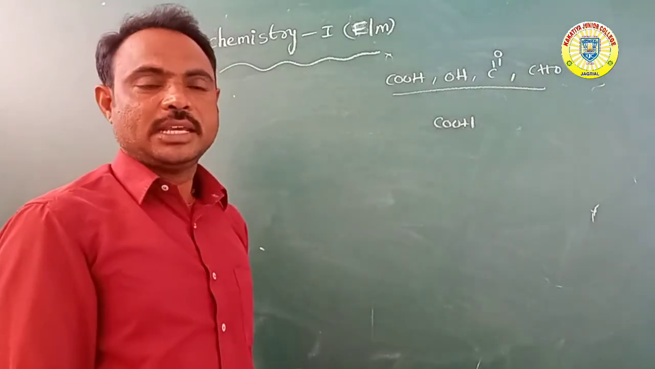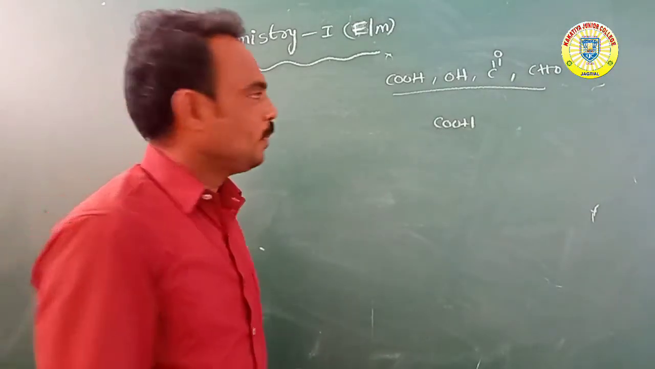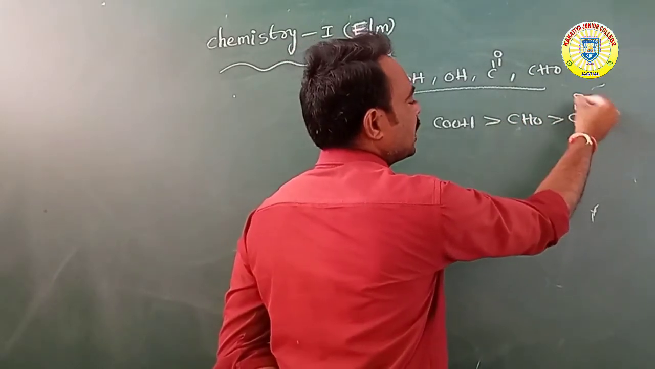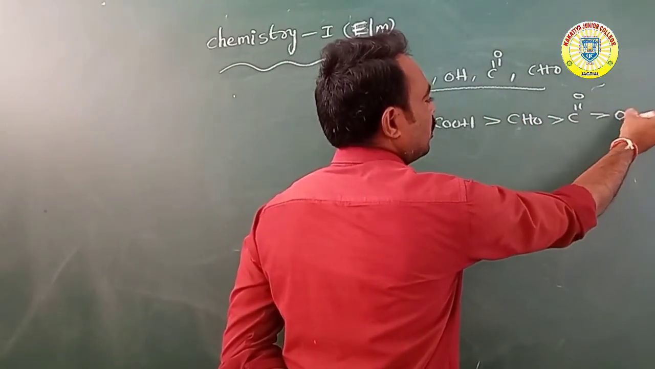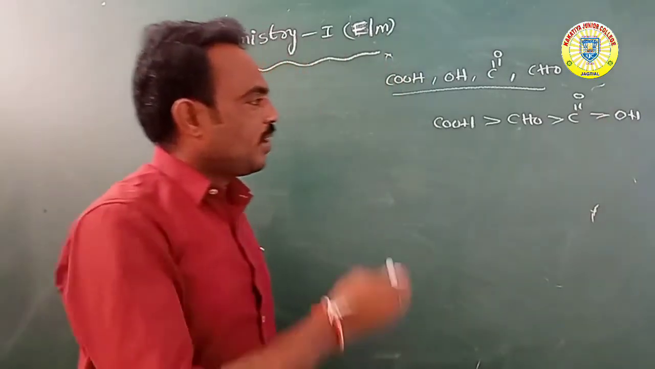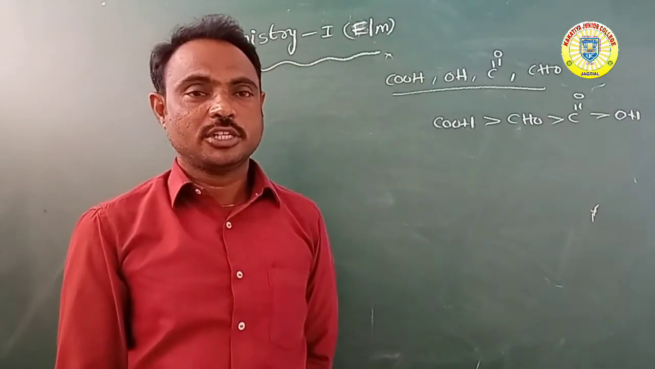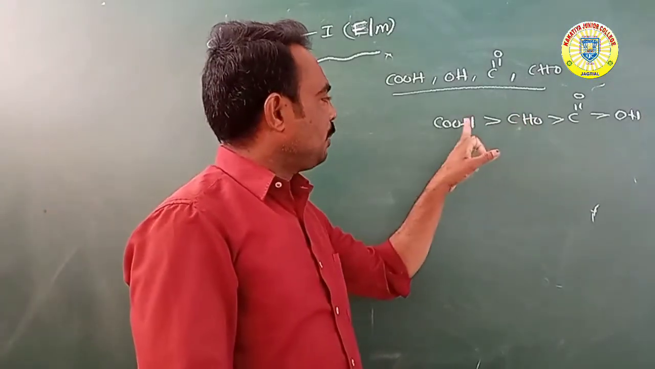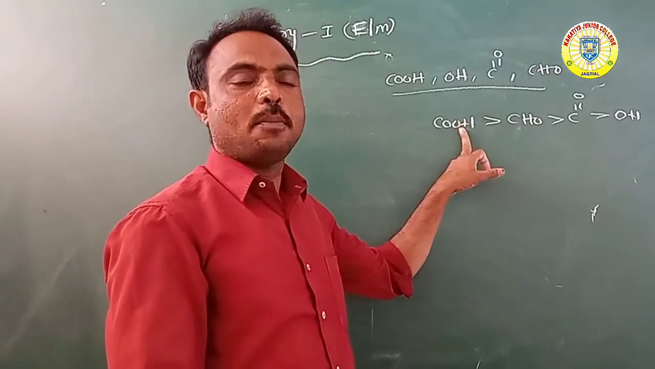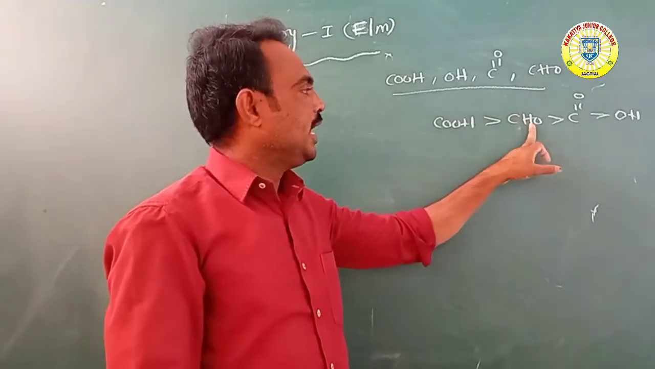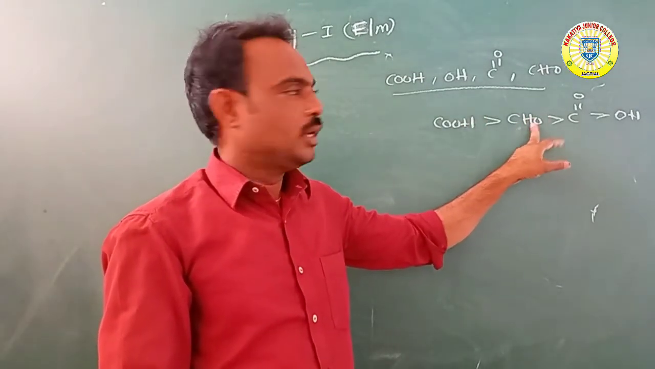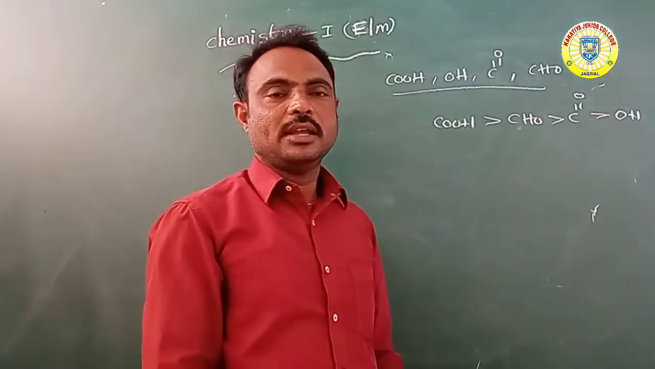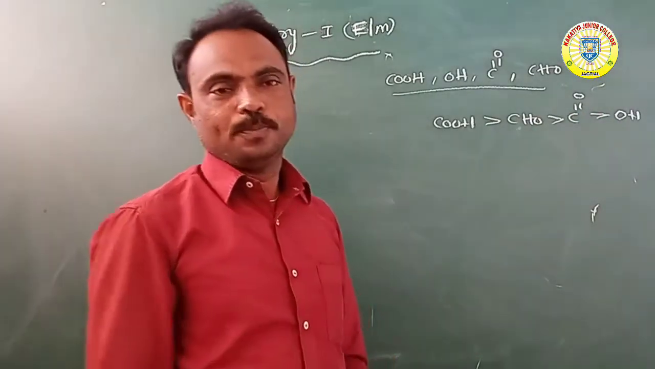So that is the carboxylic functional group. Next preference is CHO, further preference is the ketone functional group, and further preference is the alcohol functional group. Okay, first we give the preference to which functional group? The carboxylic functional group. Next the aldehyde functional group, next the ketone functional group, and next the alcohol functional group.